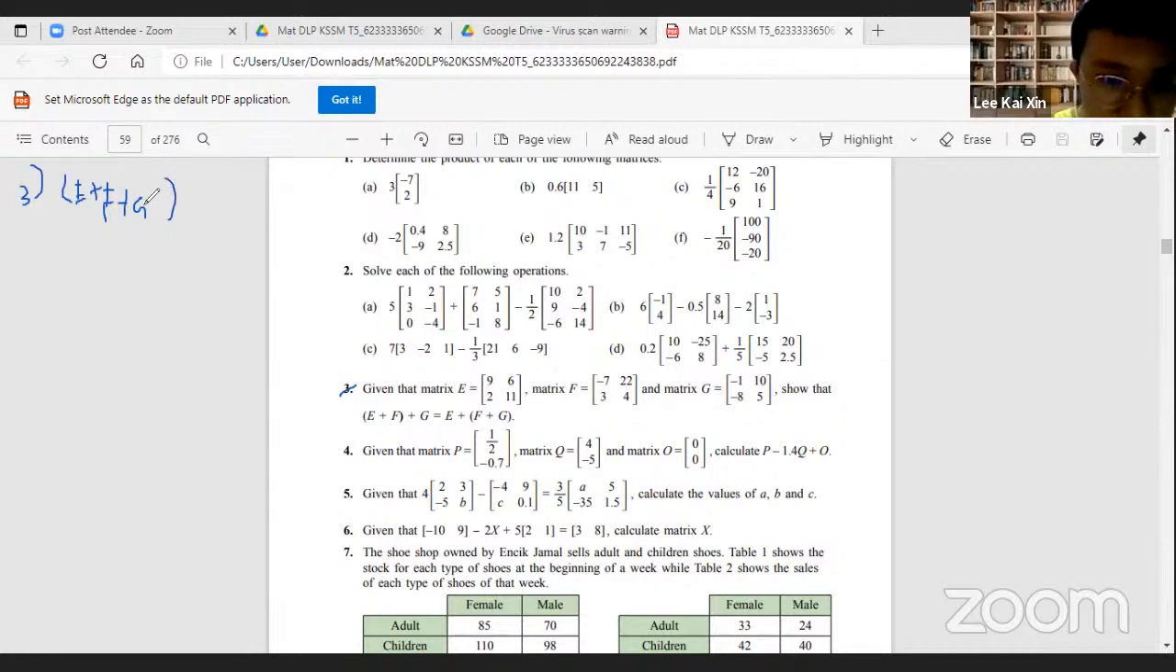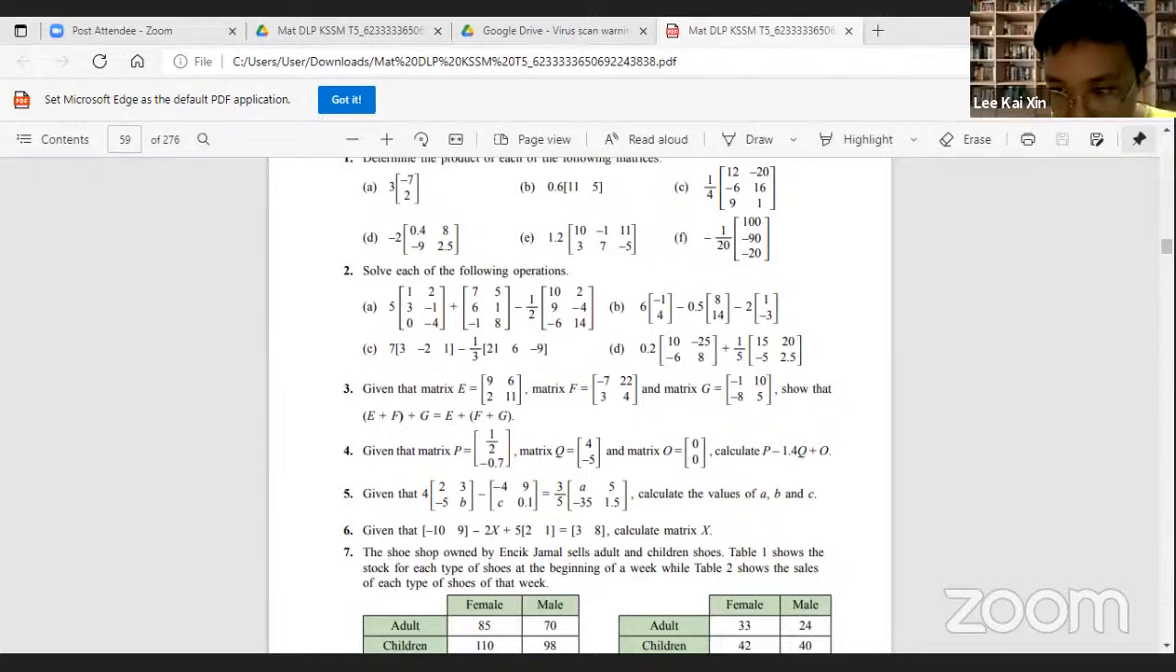You just prove to them. E plus F plus G. Okay, so E plus F plus G. So what will we get? E plus F plus G. Actually, when you open the bracket, it's the same, but then you just prove for them, because this one is quite simple.